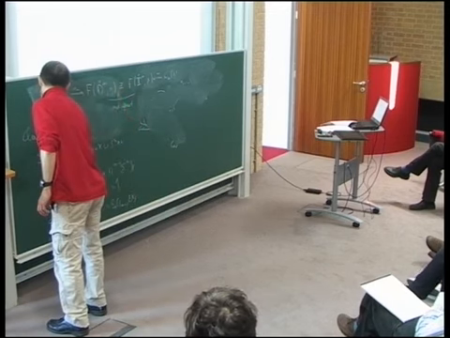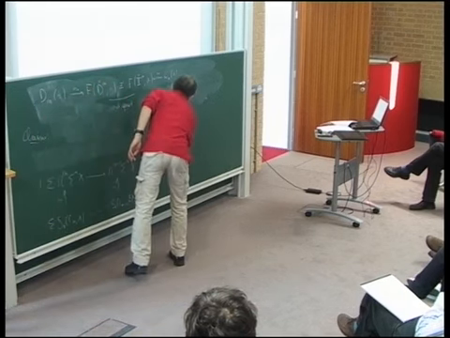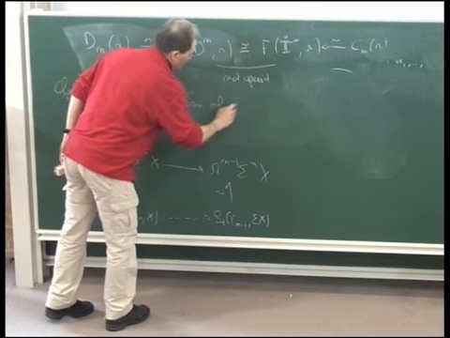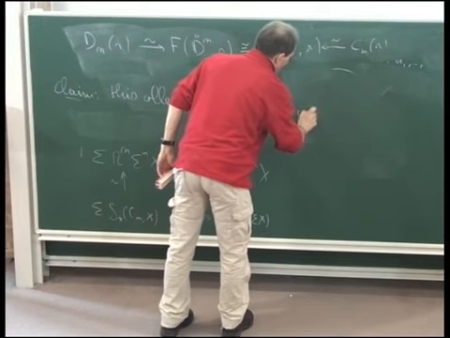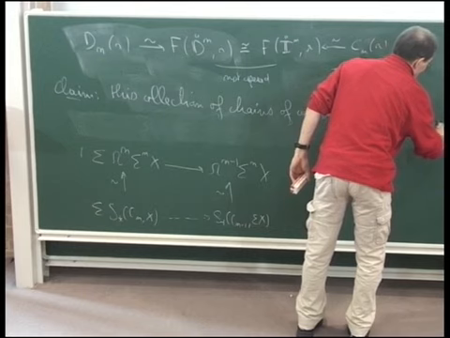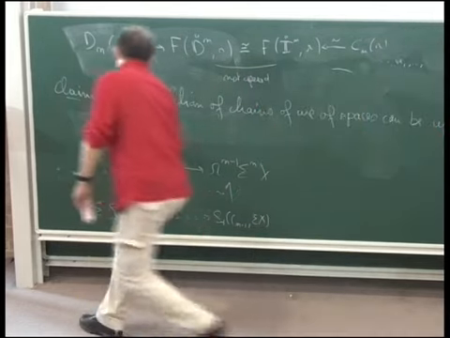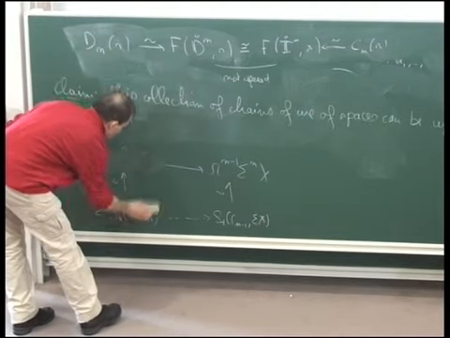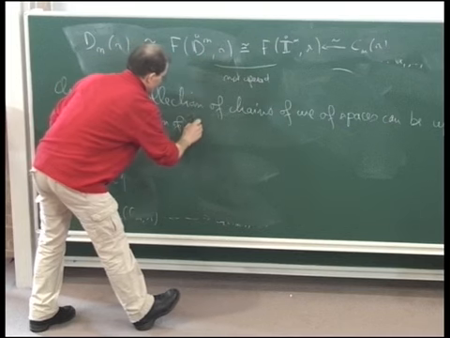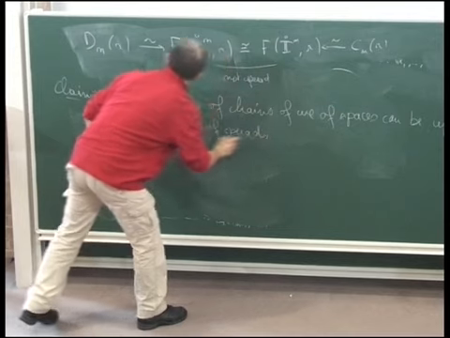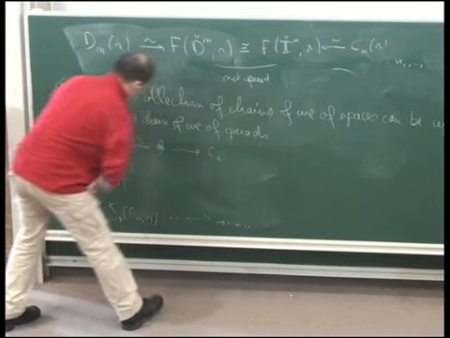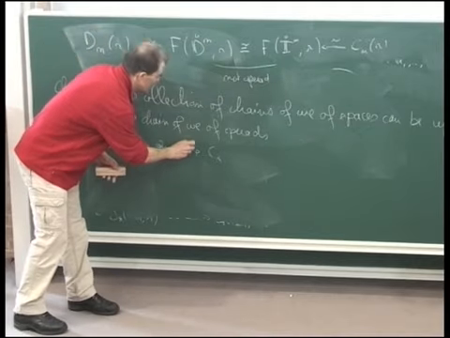The claim is that this collection of chains of equivalences of spaces can be upgraded to a chain of equivalences of operads. So this means that the middle term has to be an operad too.